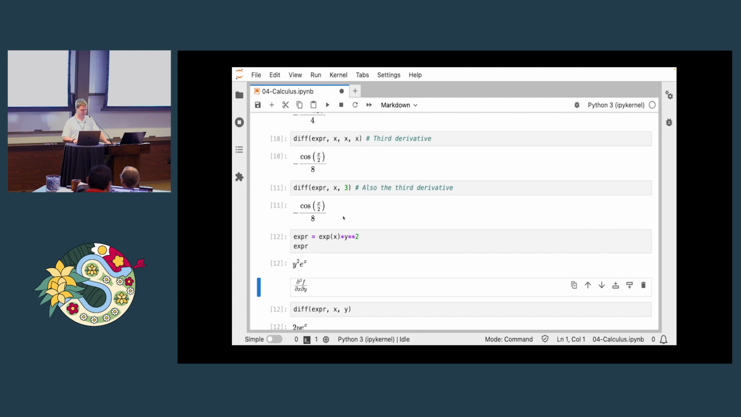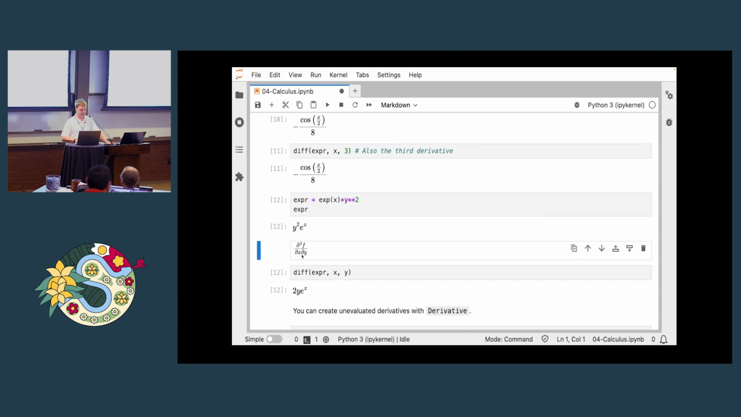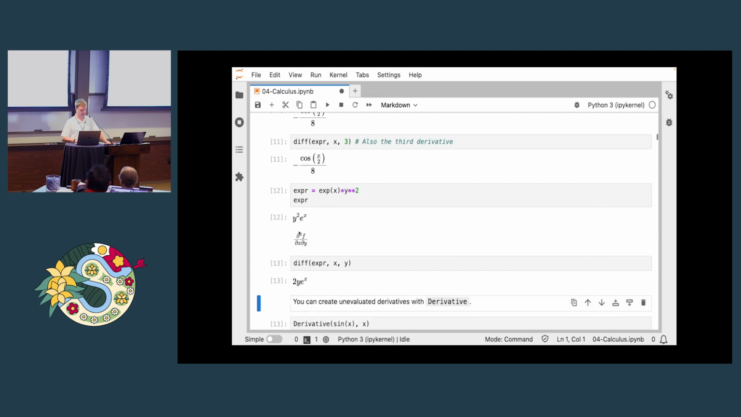You can also take multivariate derivatives, so I can take the derivative with respect to x and then with respect to y, the partial derivative here of this expression.